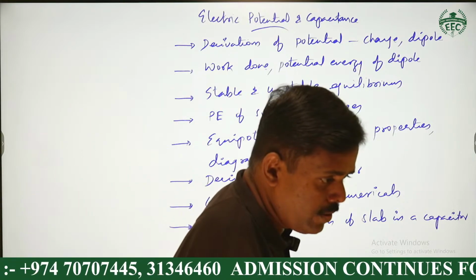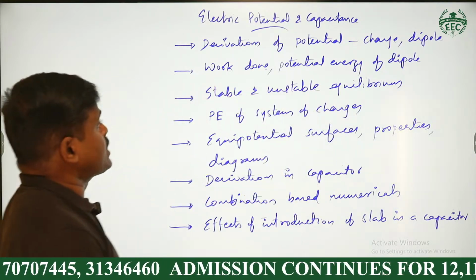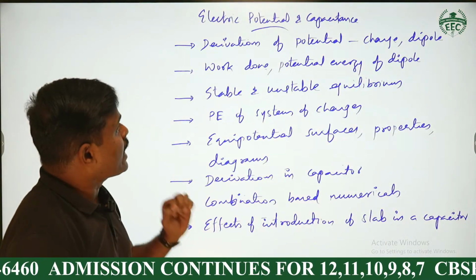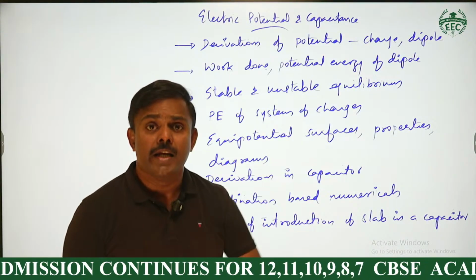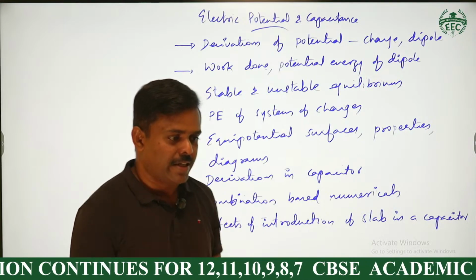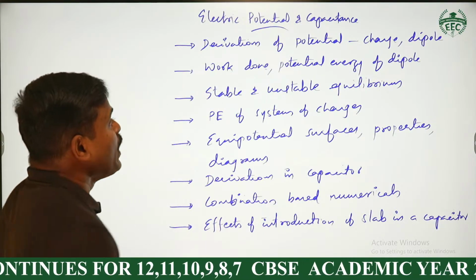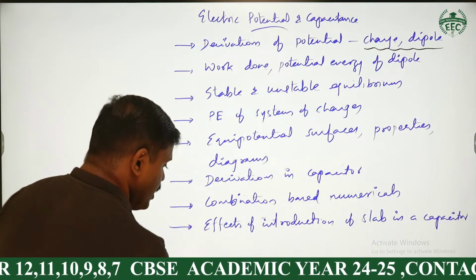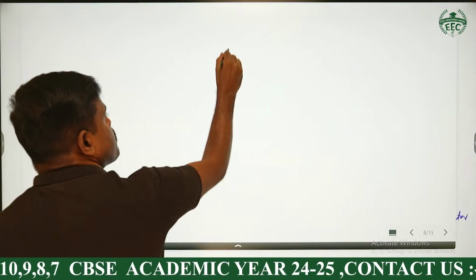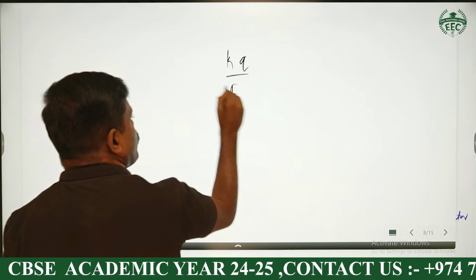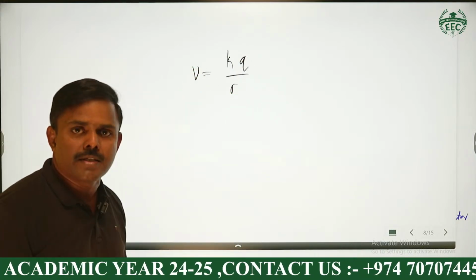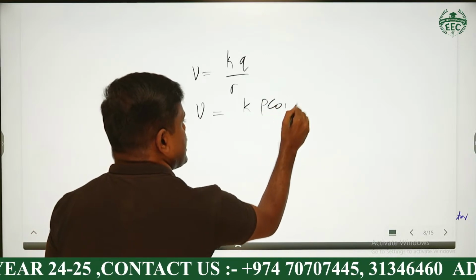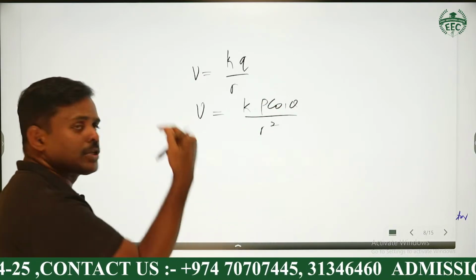We'll move to the next slide now. This is potential and capacitance. Electric potential. What are the probable questions there? Two important derivations. One is derivation of potential of charge, potential of dipole. Look at that. Potential of charge. What is potential due to a charge? KQ divided by R. Potential due to charge is KQ by R. Potential due to dipole is KP cos theta divided by R square. They will ask you to derive both.